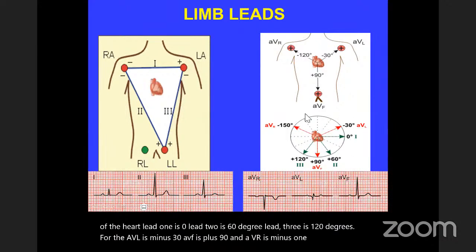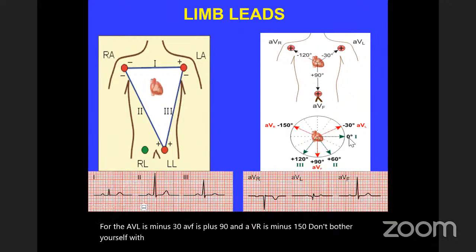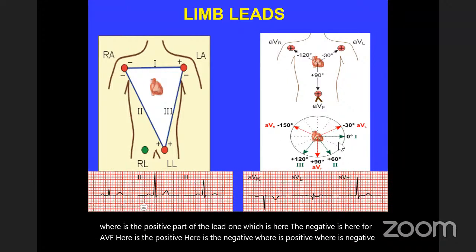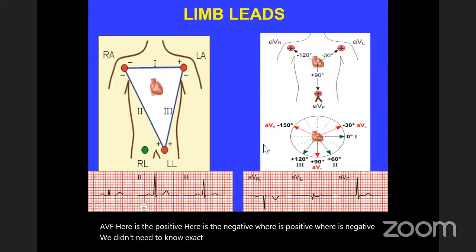Don't bother yourself with these ones, but later on when we discuss the axis, just remember where is the positive part of lead 1, which is here, the negative is here. For AVF, here is the positive, here is the negative. Where is positive, where is negative? We didn't need to know exact degrees to calculate the axis.